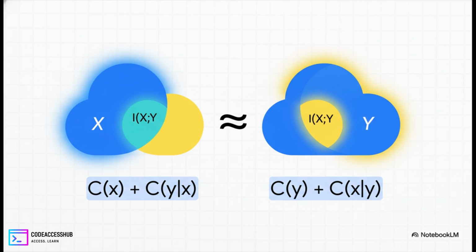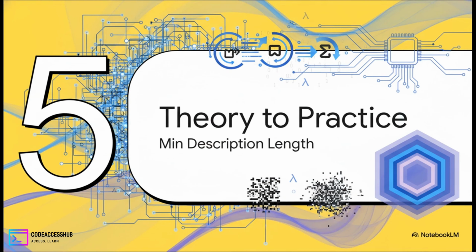And this leads to a truly beautiful result called the symmetry of information. It basically proves that the amount of information that x contains about y is pretty much the same as the amount of information that y contains about x. The informational overlap between them goes both ways. It's just a fundamental truth about how any two things in the universe can be related. It's elegant.